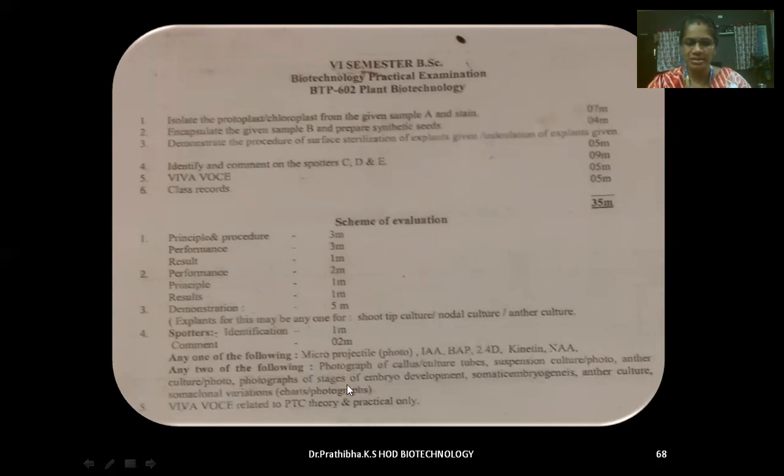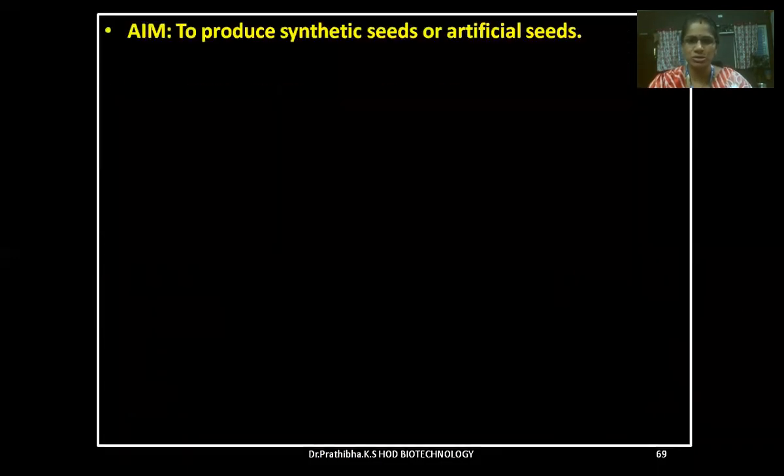So these are some of the spotters you need to keep in your mind. You need to recognize those photographs, you should be able to identify those spotters. Okay, identification carries 1 mark and when you comment that carries 2 marks. So total 3 marks. Okay, 3 spotters, total 9 marks. Hope you have got this particular scheme of practical and the scheme of evaluation. Now let us go through today's experiment.